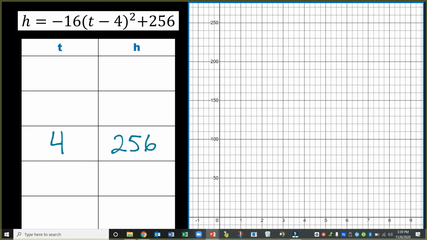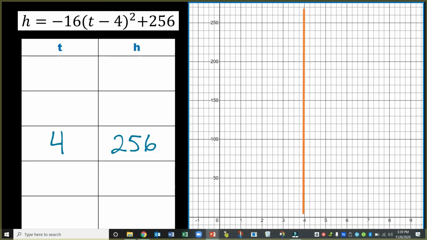Now, the 4 is 4 seconds because the t in this problem stands for time, and the 256 is the height. So after the rocket has been flying for 4 seconds, it has a height of 256 feet. Now, because a parabola is symmetrical, I know that the axis of symmetry is going to be at time equals 4. So the axis of symmetry would look like this.